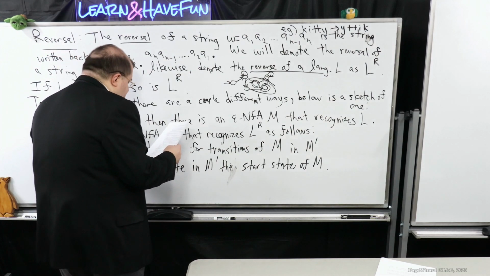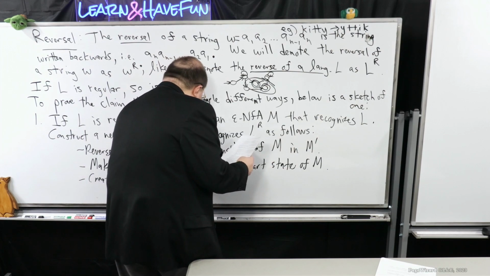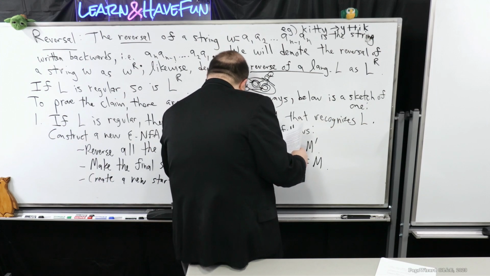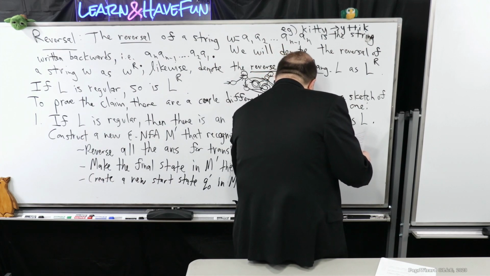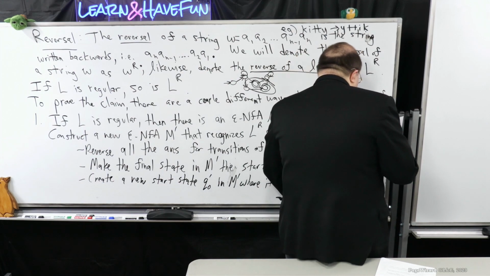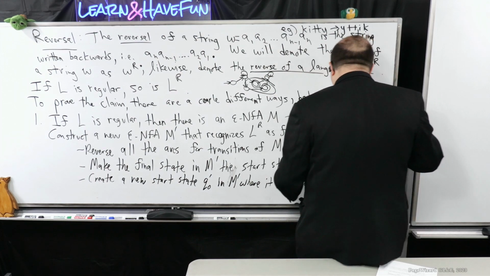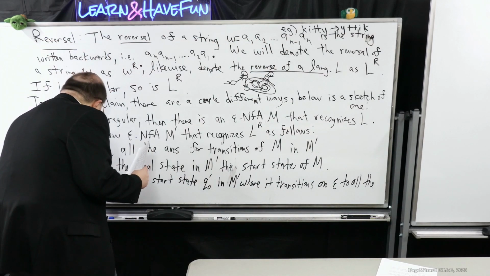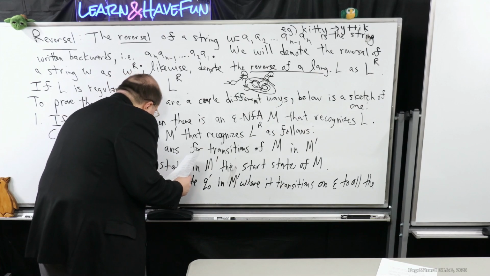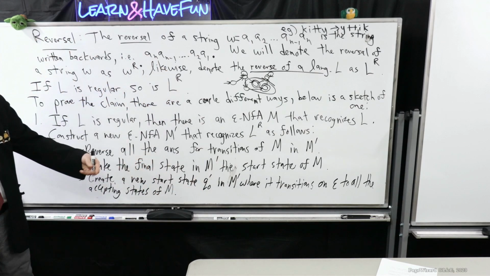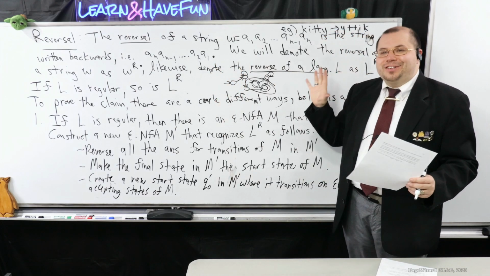So create a new start state, Q0 prime in M prime, where it transitions on epsilon. It's important that it's epsilon, to all the accepting or final states of M. So the accepting states of M. So in M prime, you would just use what those final states would have been. And now those are going to have epsilon moves towards them, completing the construction.